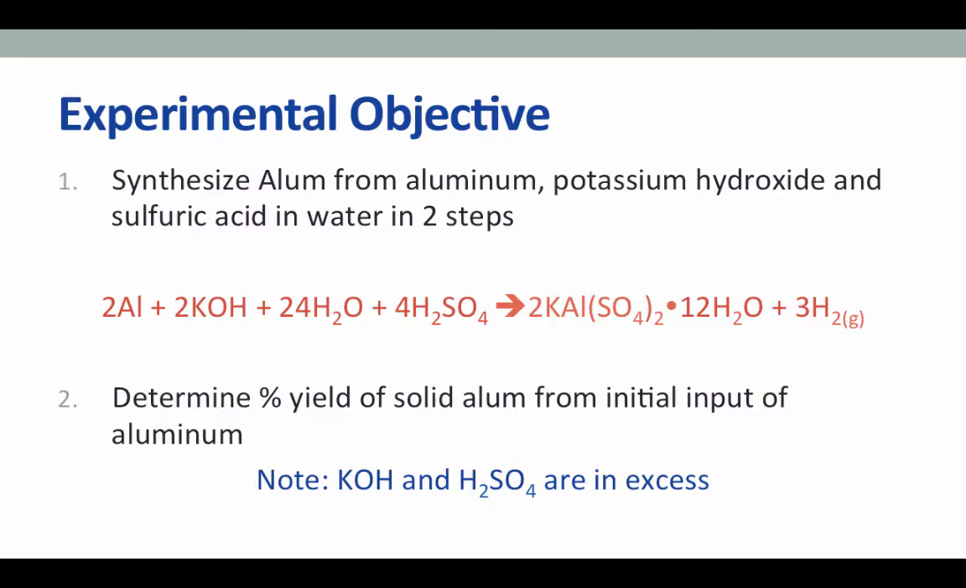gas. Once we have performed the procedure and collected our alum, we will determine the percent yield of solid alum based on our initial input of aluminum. This is because, as I mentioned earlier, the potassium hydroxide and the sulfuric acid will be supplied in excess.